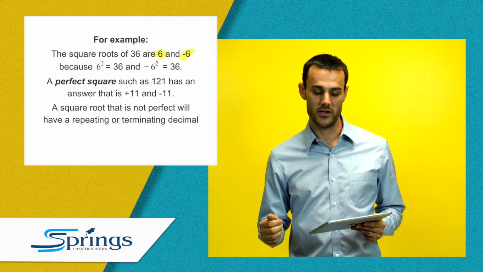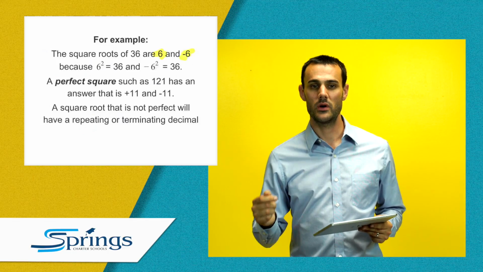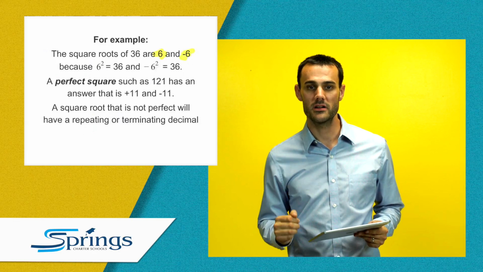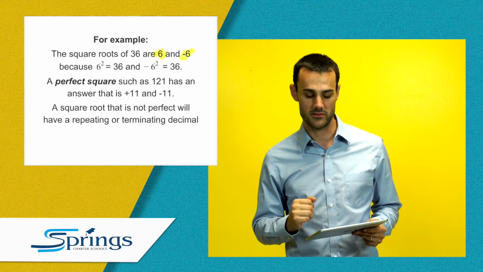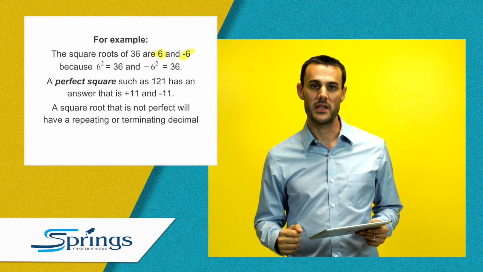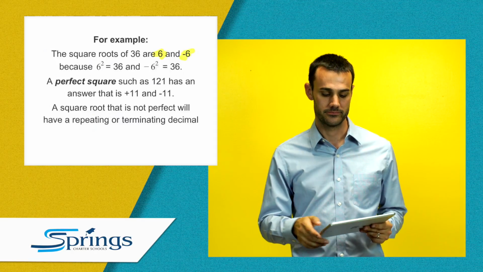Now, a perfect square, which we've talked about previously, such as 121, has a square root answer of both positive 11 and negative 11. So perfect squares have both positive and negative answers. A square root that is not perfect will have a repeating or terminating decimal. Now, we've talked about terminating and repeating decimals before, back in chapter 1.